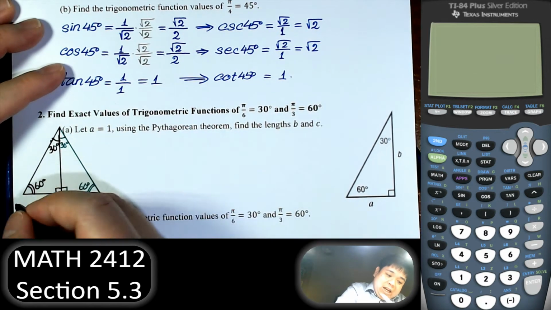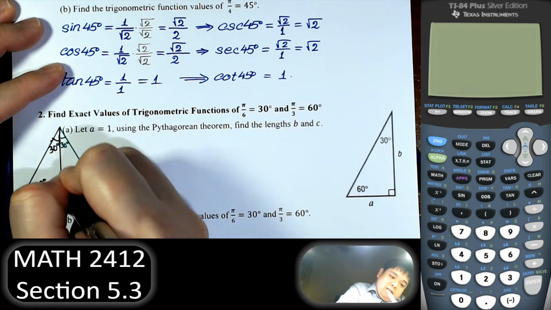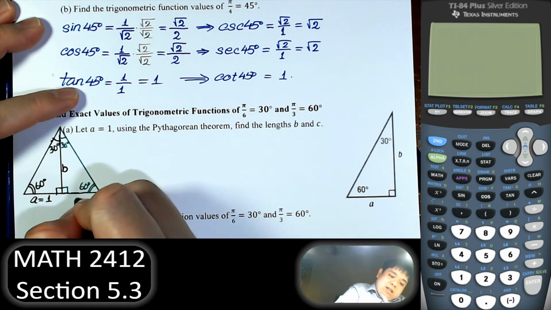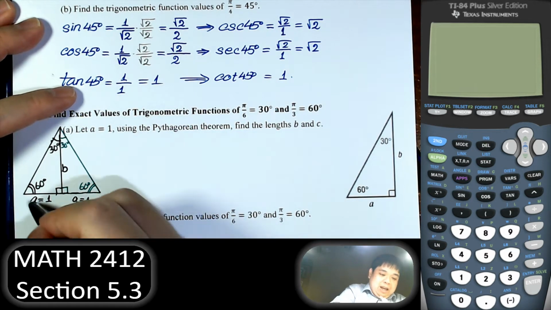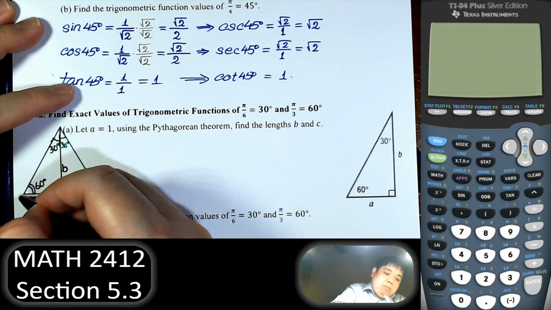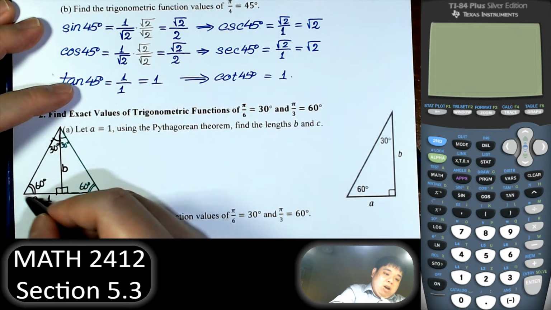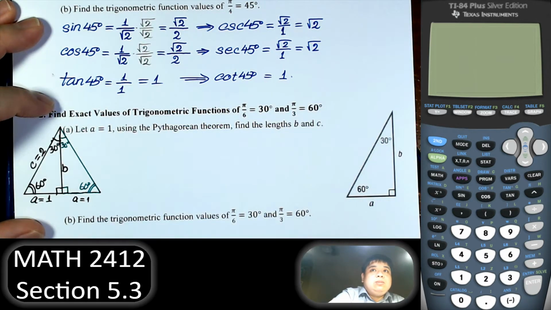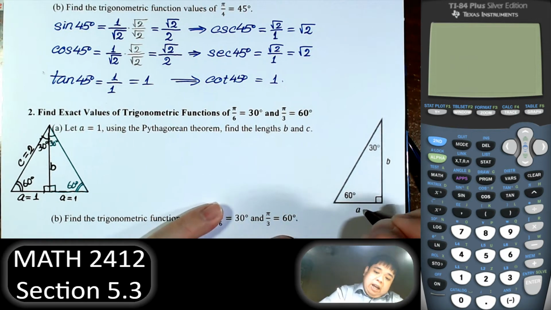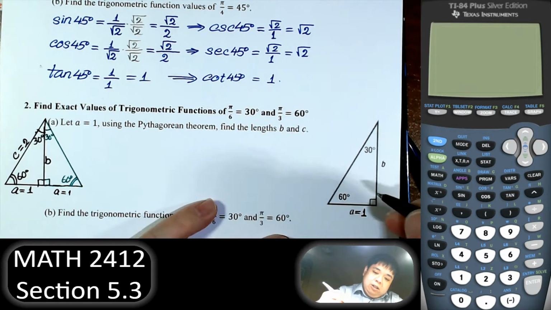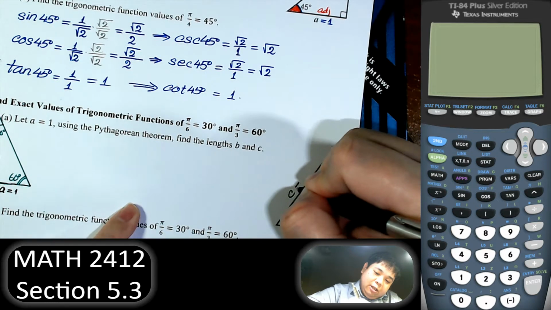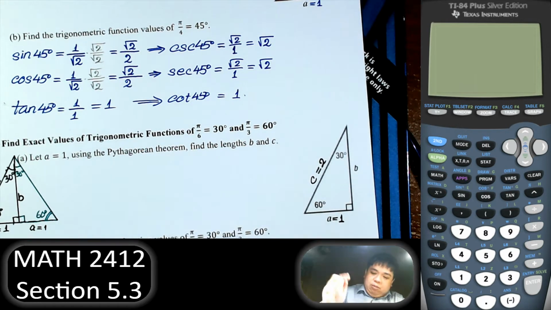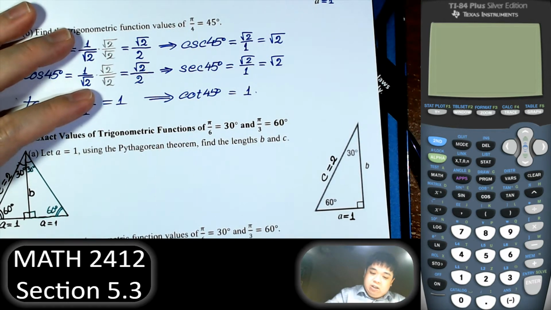Now, if we let A equal 1, B we don't know, but because this is 1, this is also 1, and the total will be 2. And the hypotenuse, because it is in the equilateral triangle, will be 2. Right? So in this triangle, A is 1, and C is 2. Okay, worry about the angle later. Just solve for B first.